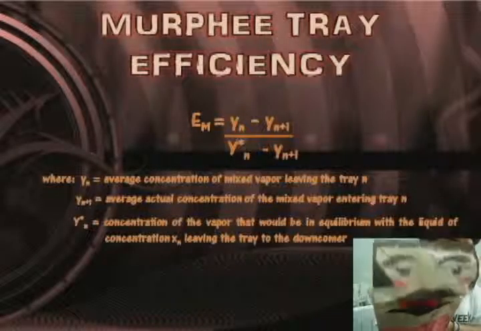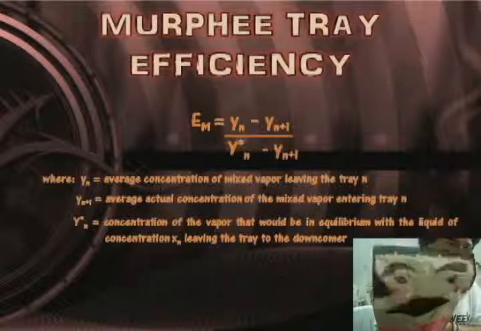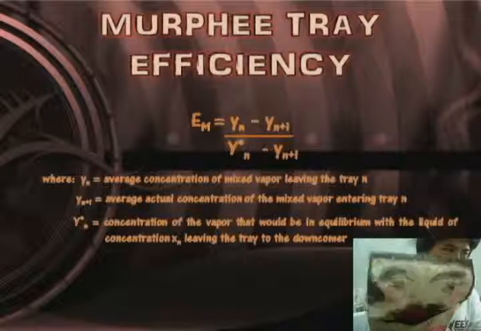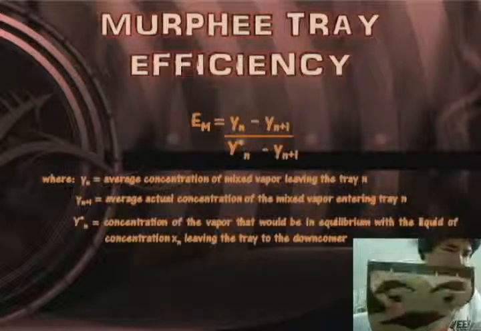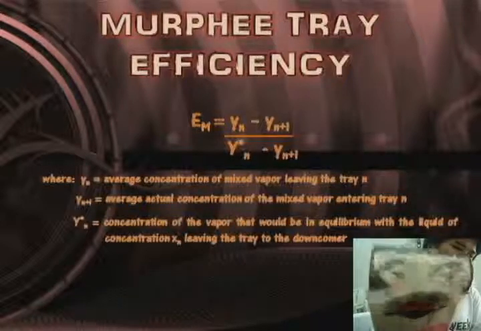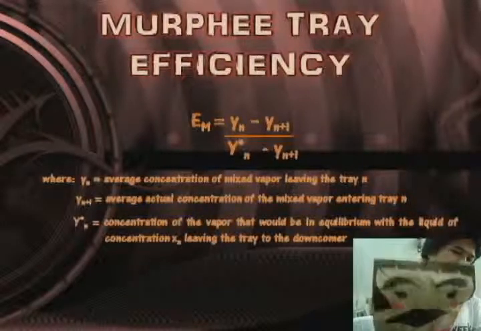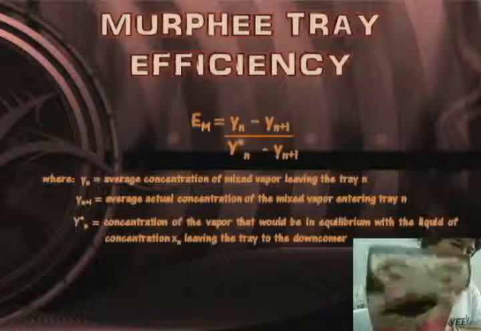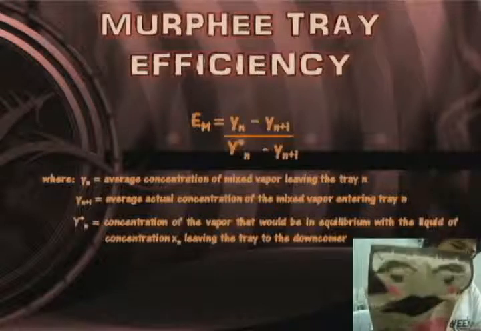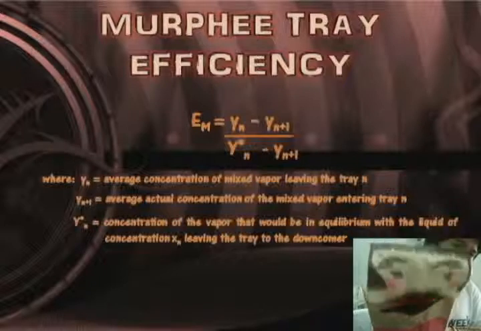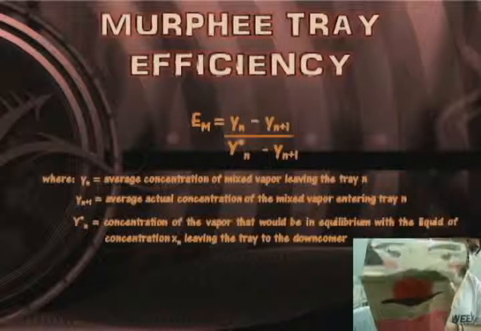The Murphy tray efficiency, or E sub M, is equal to y sub n minus y sub n plus 1 all over y sub n star minus y sub n plus 1, where y sub n is the average concentration of the mixed vapor leaving the tray n, y sub n plus 1 is the average actual concentration of the mixed vapor entering tray n, and y sub n star is the concentration of the vapor that would be in equilibrium with the liquid of concentration x sub n leaving the tray to the downcomer.